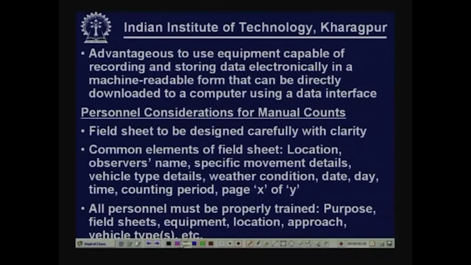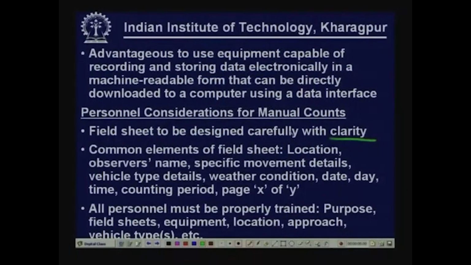It is necessary to design field sheets with clarity. Every field sheet should be very clear: where the volume count is happening, for which direction, what the vehicle types are, what the duration of counting is, what the day and time are, what the climatic condition is, and where to record the data, whether to use tally marks or some other way the entry is to be done. So, field sheets are to be designed carefully with clarity. That is the first point.